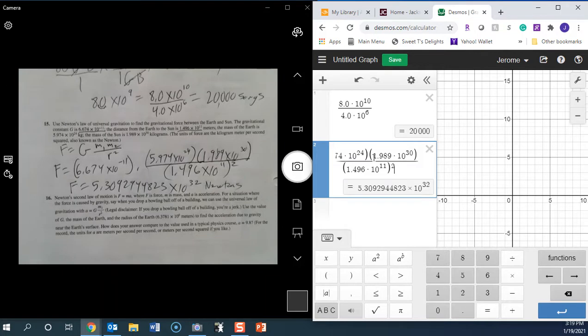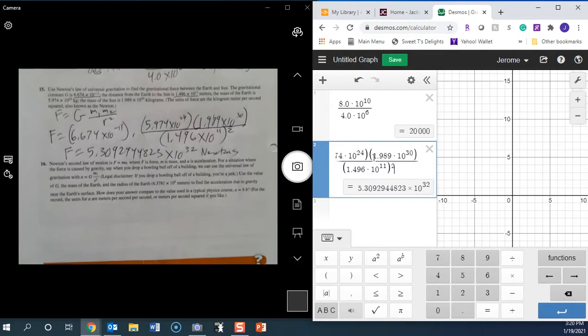Okay, so now we will go down here to the next problem. It says, Newton's second law of motion, F equals ma, where F is force, m is mass, and a is acceleration. For a situation where the force is caused by gravity, say when you drop a bowling ball off of a building, we can use the universal law of gravitation with a equal to g times m sub 1 over r squared.